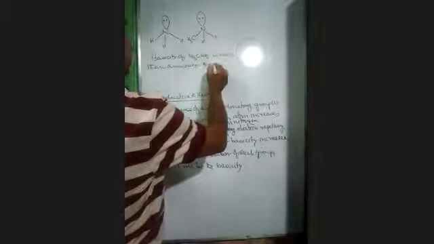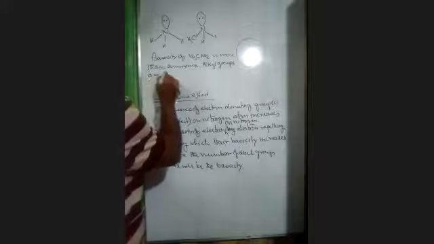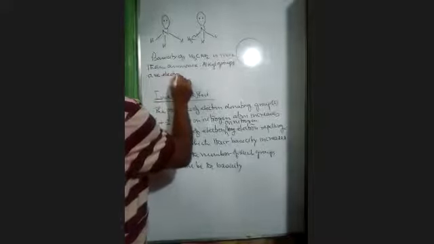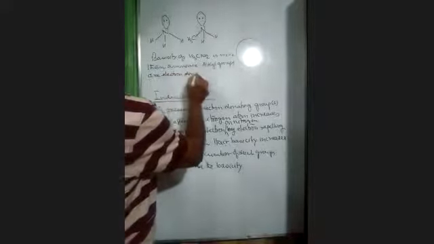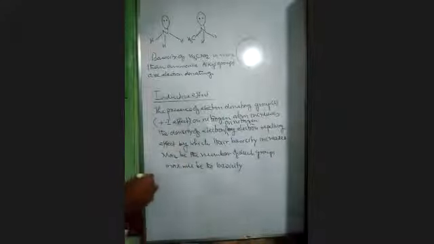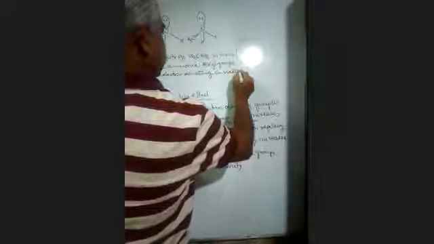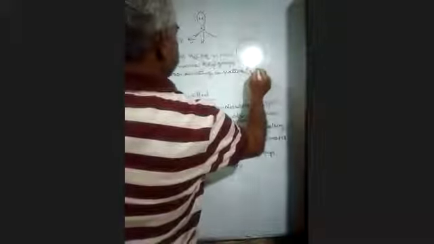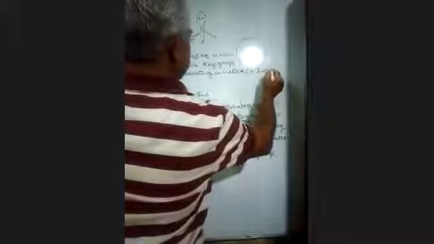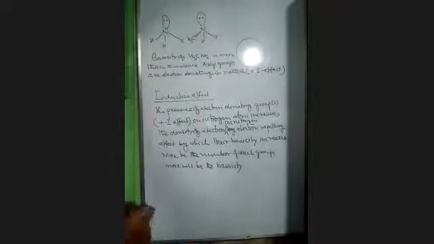Alkyl groups are electron donating in nature. Within bracket, what you will write? Plus I effect. So that the examiner should know that you did not learn it by heart. You know everything. Alkyl groups are electron donating in nature.